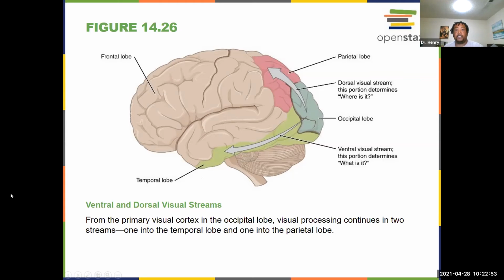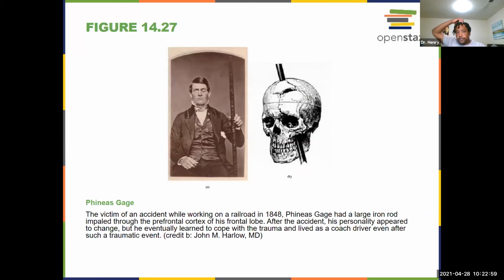So remember, I talked about head damage. We learned about this in like five different bio classes for five different reasons. There's this guy who had a traumatic brain injury. He actually had a rod sticking through his head, Phineas Gage, and it had impaled the prefrontal cortex of his frontal lobe.